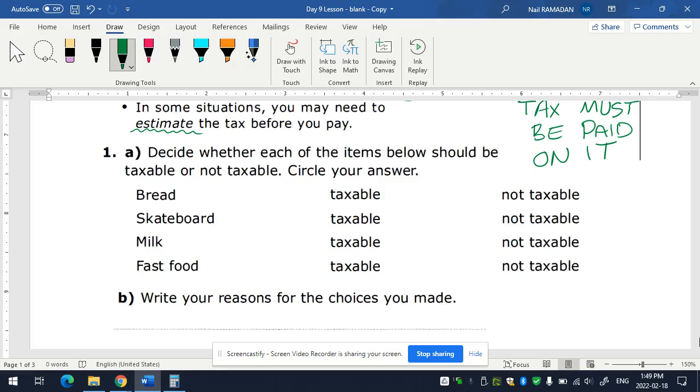Okay? So, I'm not going to circle it. Again, you decide. This is your thing. How about skateboard? Should it be taxable?